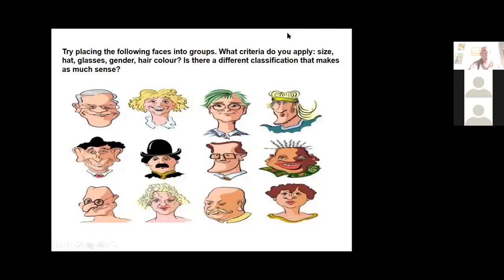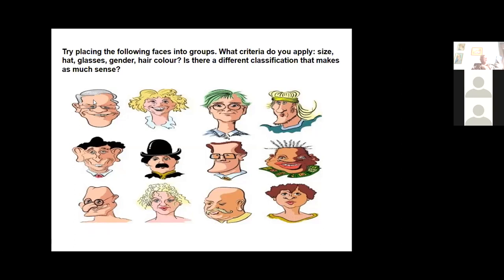See here, this is actually a very good context with which you can do that. So try placing the following faces into groups. What criteria do you apply? Size, hat, glasses, gender, hair color. Is there any different classification that makes as much sense as that here?